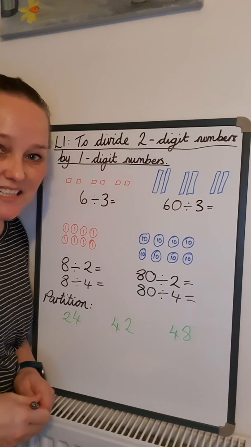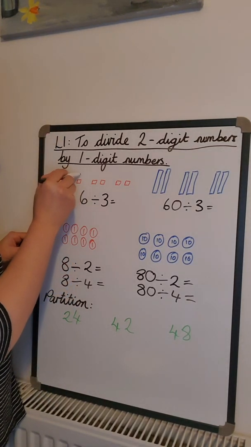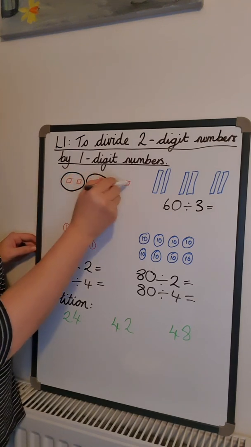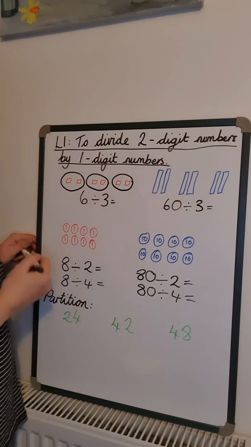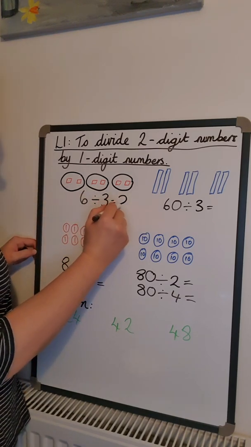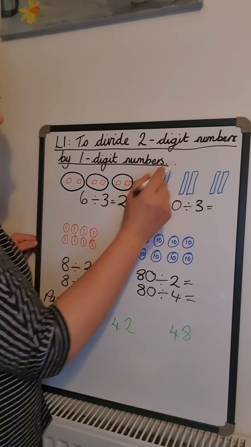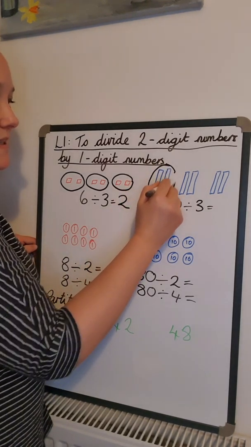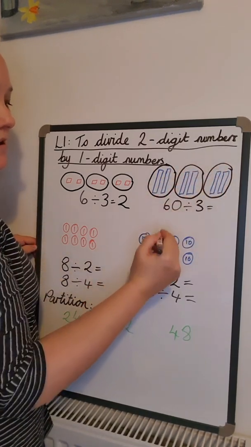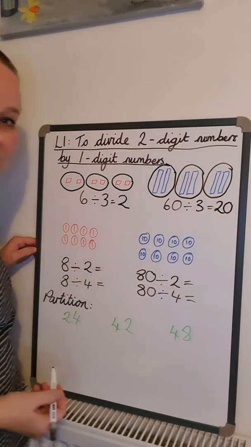Right, all done? So 6 divided by 3. So if we do our 3 equal groups, there we go. 3 equal groups, 2 in each group. 6 divided by 3 is 2. And then we can either use that to help us with this one, or we can just do our 3 groups again. Okay, there we go. 60 divided by 3, 20 in each group.